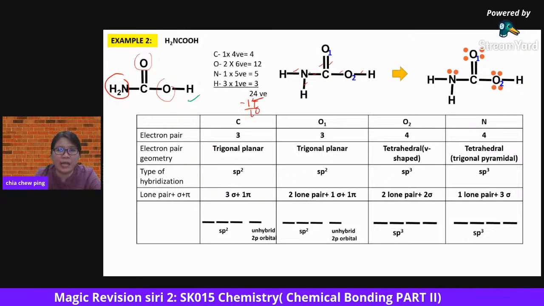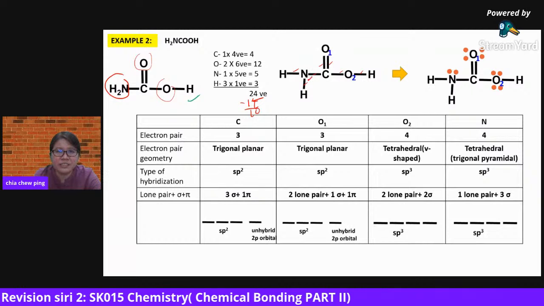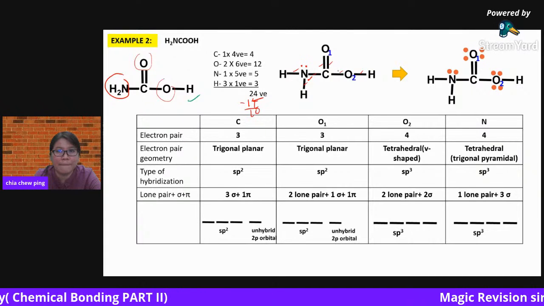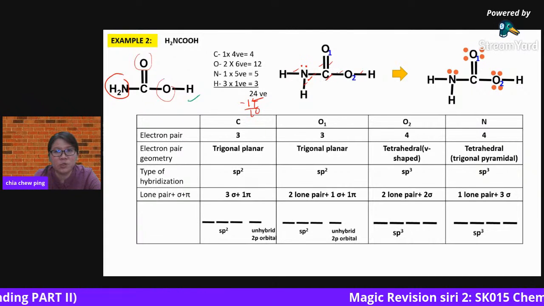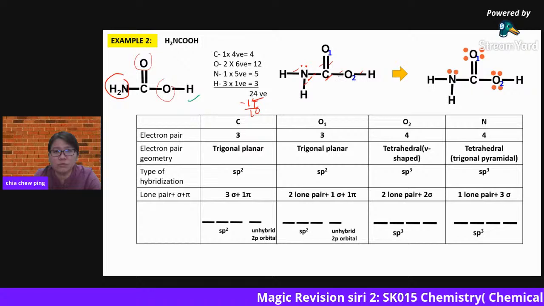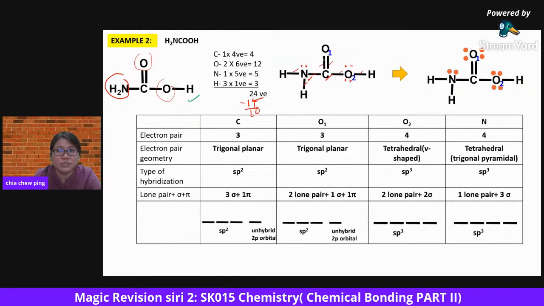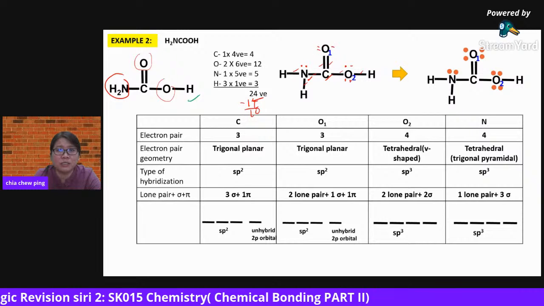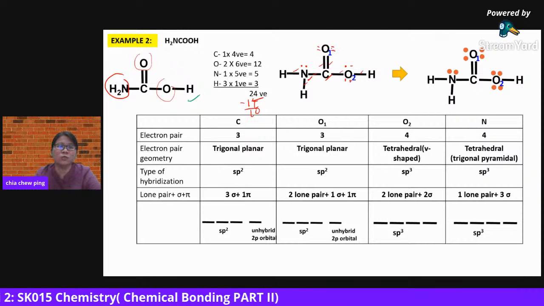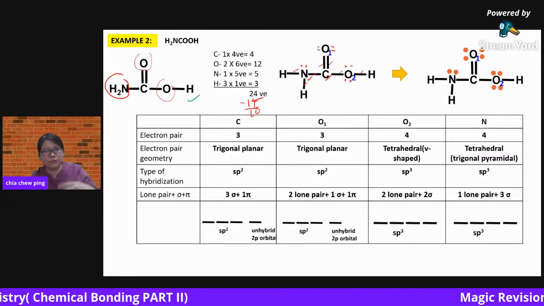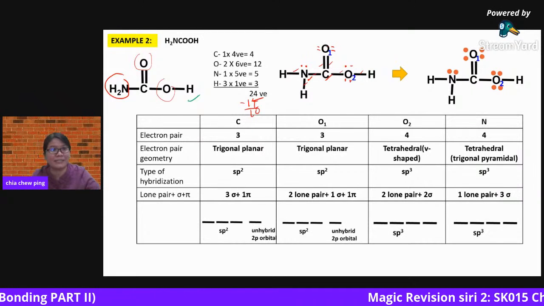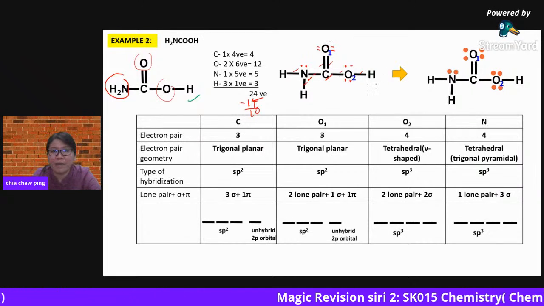Okay, now you can check. The N has 6, which means it needs 2 more to achieve an octet. Carbon already has 8, so no problem. Oxygen O2 has 2, 4, which means it requires 2 more. The other oxygen here has 4, so it also requires 2 more. So you need to complete your Lewis structure first before you proceed to predict the type of hybridization.